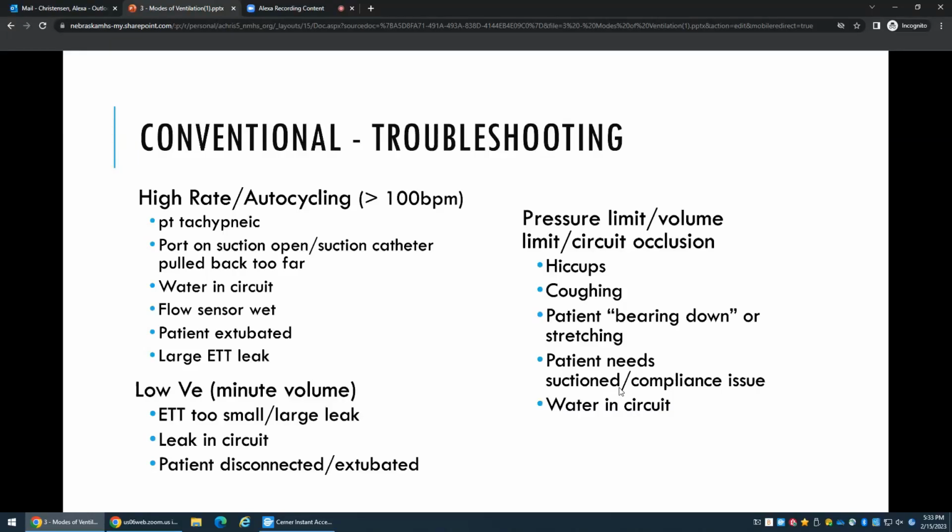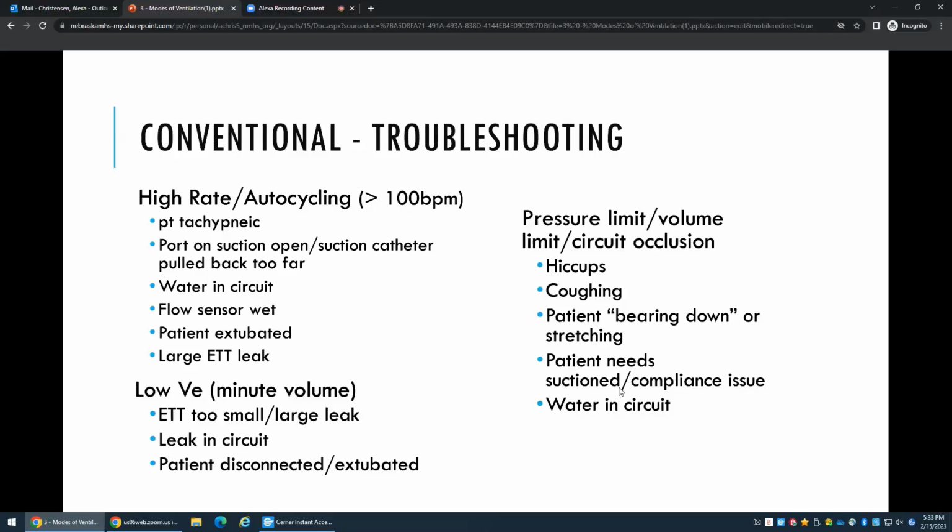Troubleshooting, alarms, auto cycling, all the things. If your vent says it's auto cycling, it says that your baby is breathing more than 100 times a minute. Well, it could be that your baby is tachypneic. We've all taken care of those RDS kids that are breathing like a freight train, super tachypneic. But if you don't think that's the case, if your baby's not been tachypneic all shift, and all of a sudden it says your vent's breathing 140 times a minute, it could be something with the ventilator.